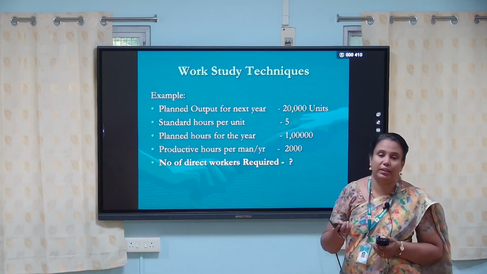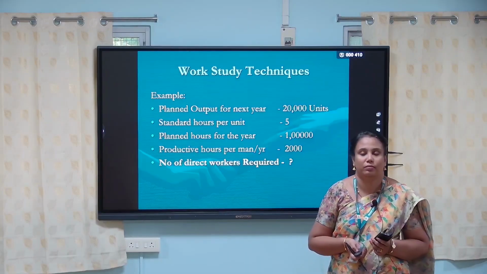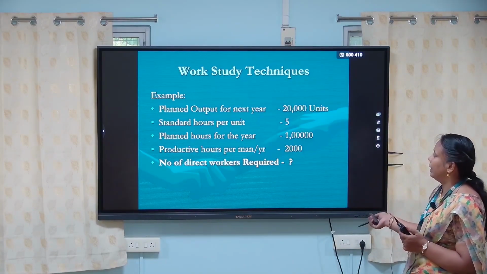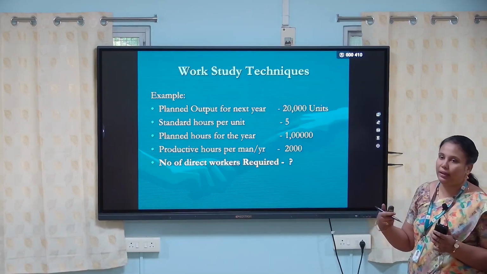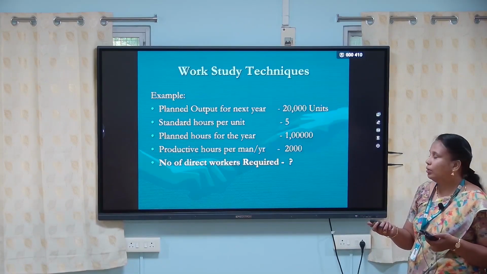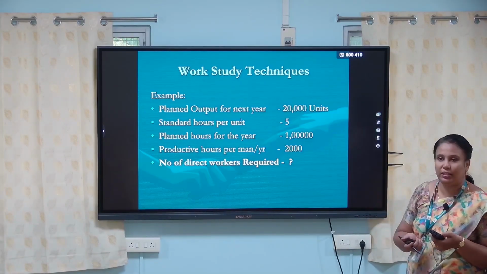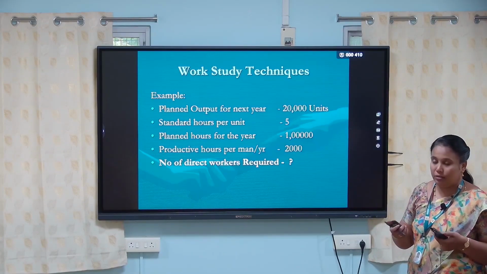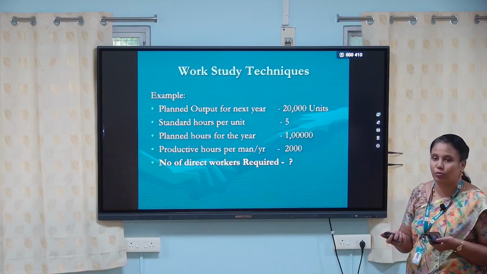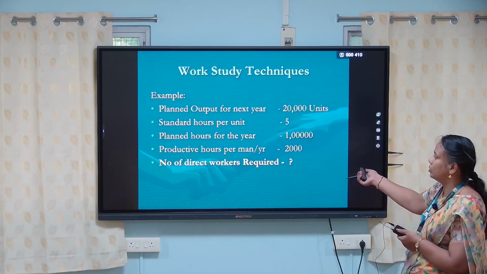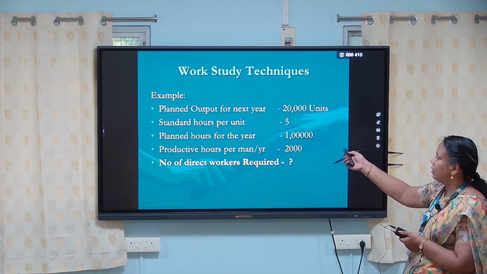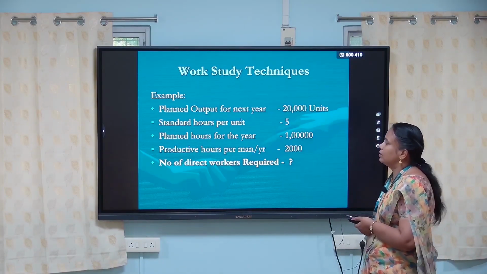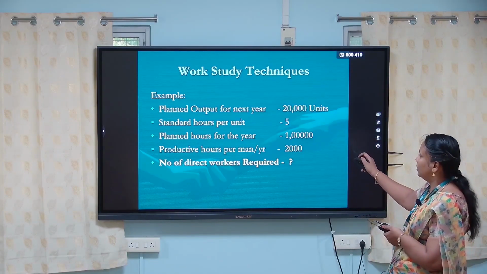The next technique for human resource planning is the work study technique. Here, for example, I have given you one calculation. We have planned to give more output for the next year, that is 20,000 units. Say this year I am producing or selling 10,000 units, and next year I am planning for 20,000 units. The standard hours to produce per unit is 5. So, the planned hours for the year is 1 lakh.